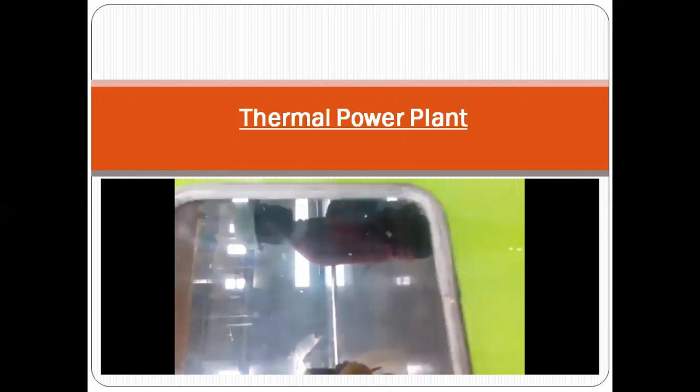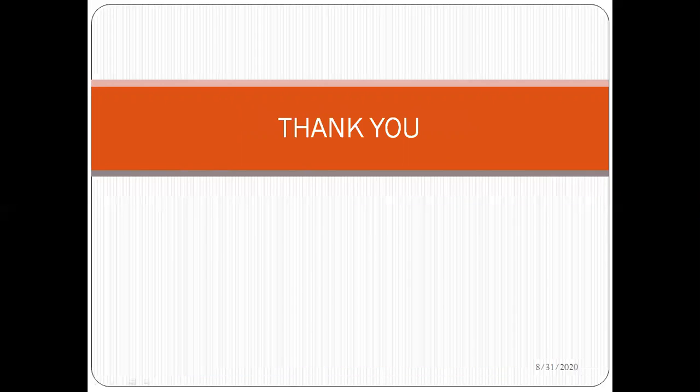So this is all about the actual thermal power plant, and how a thermal power plant can generate electricity. So anybody having any doubt, he or she can ask me.